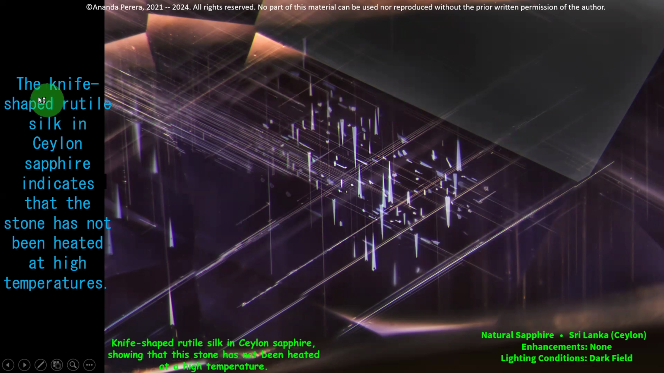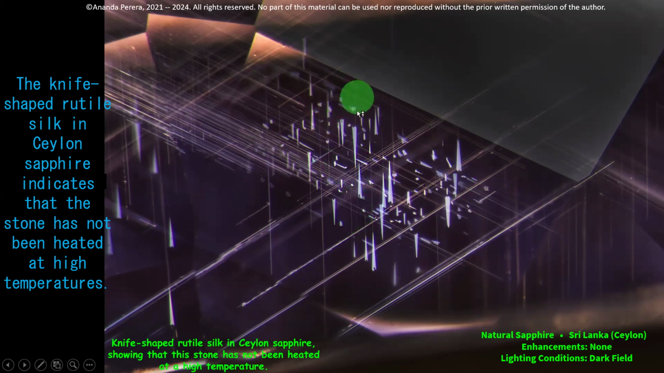birthmarks. A knife-shaped rutile. See, these vertical ones are nice shape. The shape is like knives. See the rutile silk? See the angle? 60 degrees, different angle. There are two rutile lines. In between the vertical ones, the knife-shaped rutile silk is there.